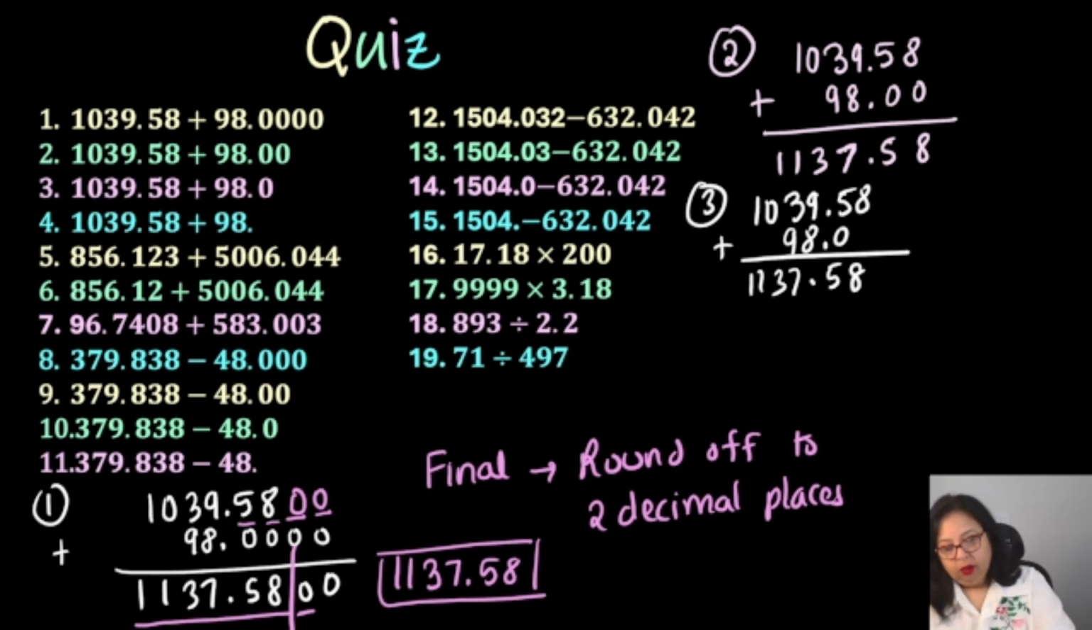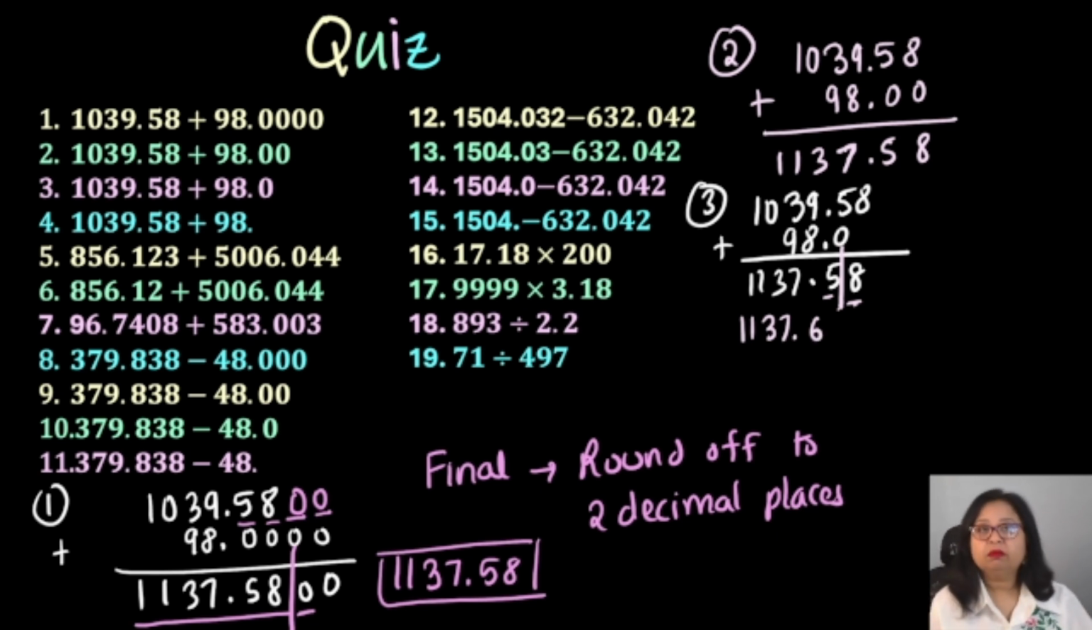Alright, I'm going to put this line indicating that I want to round it off to 1 decimal place. So look at the digit immediately to the right of this line, which is 8. Since it is greater than 5, this 5 will round off to 6. So answer will be 1137.6.